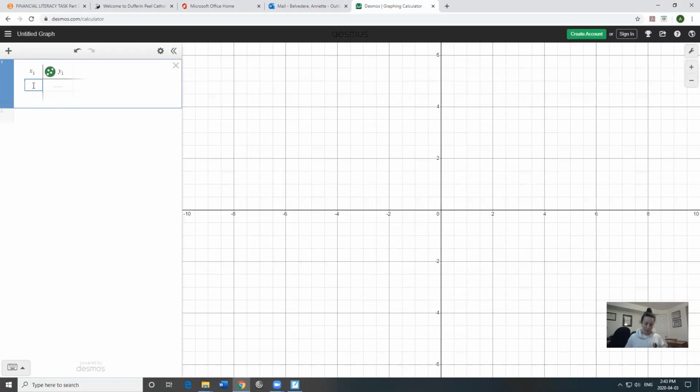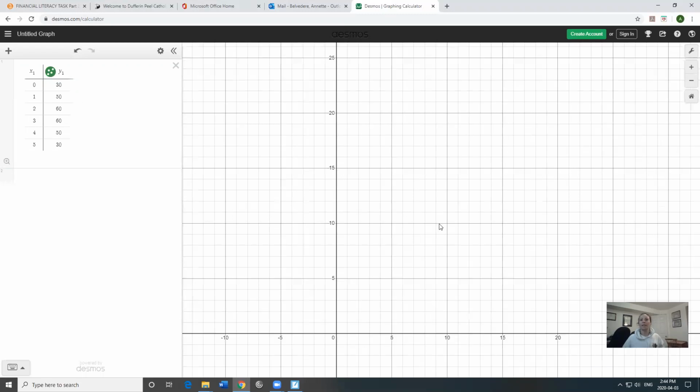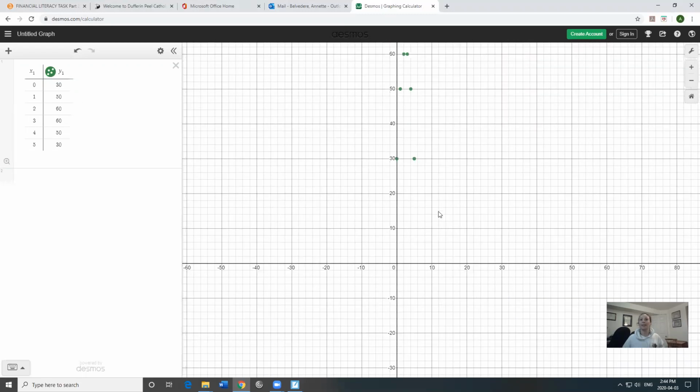Here's the X and here's the Y. My X values on my table were 0, 1, 2, 3, 4, and 5. And my Y values were 30, 50, 50, 60, 60, 50, and 30. So we've got this table going on. Now, I don't see anything on my graph yet because my values are so large. I've got my X values from 0 to 5, but my Y values are 30 to 60. So I'm just going to slide over and zoom out a bit. And eventually, there are some points. I see them.